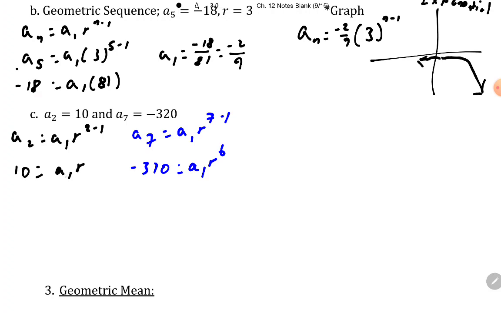Because I can solve for a1 in this one by dividing both sides by r. So I have 10 divided by r. So I'm going to plug this in to the blue equation.